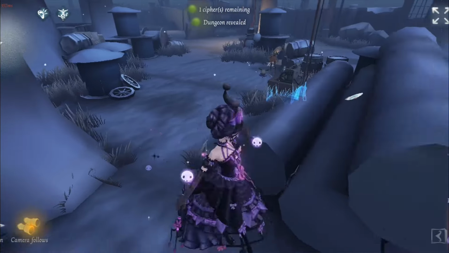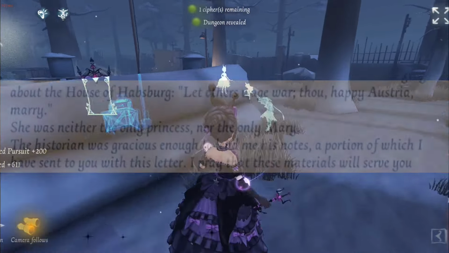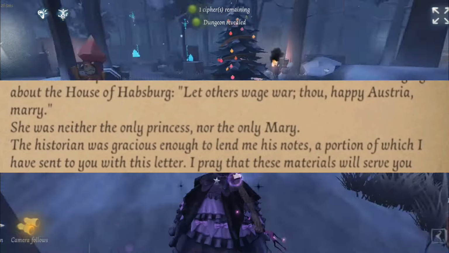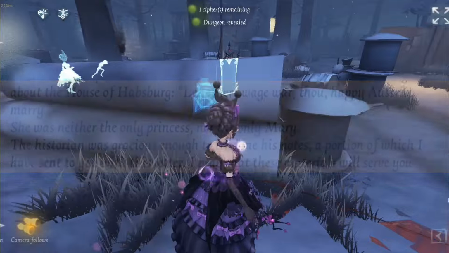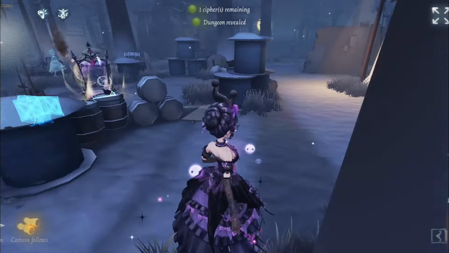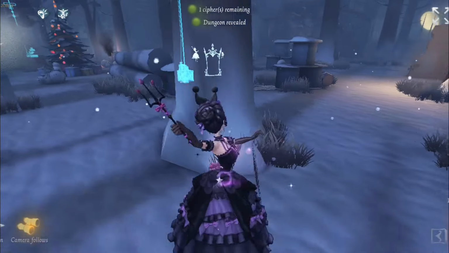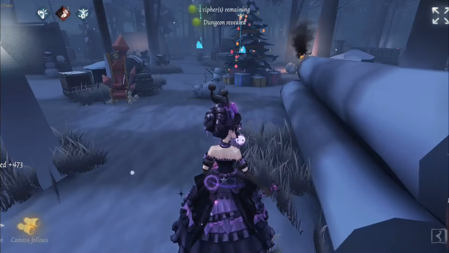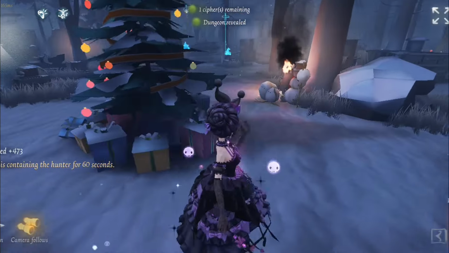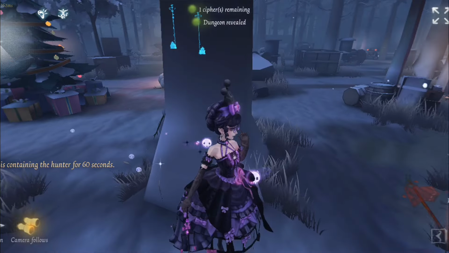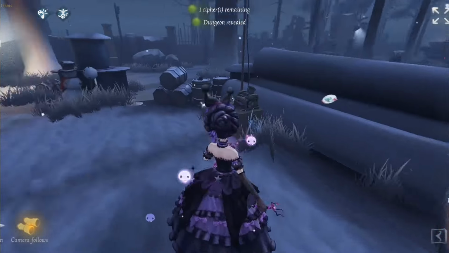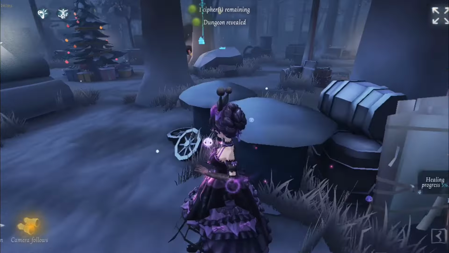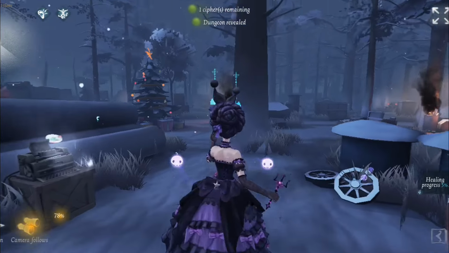There's an interesting point in the second letter where it says, "She was not the only princess, nor the only Mary." This made me wonder what it really means. Could it imply that Marie Antoinette wasn't the only one leading a miserable life? If that's the case, who else could it be? The only other Mary we know in the game is Mary de Capet, so it seems like the letter is suggesting that her life was just as difficult as Marie Antoinette's.